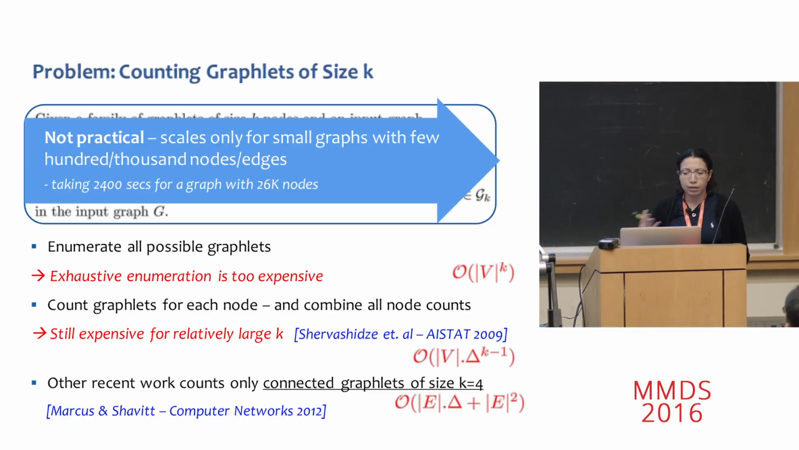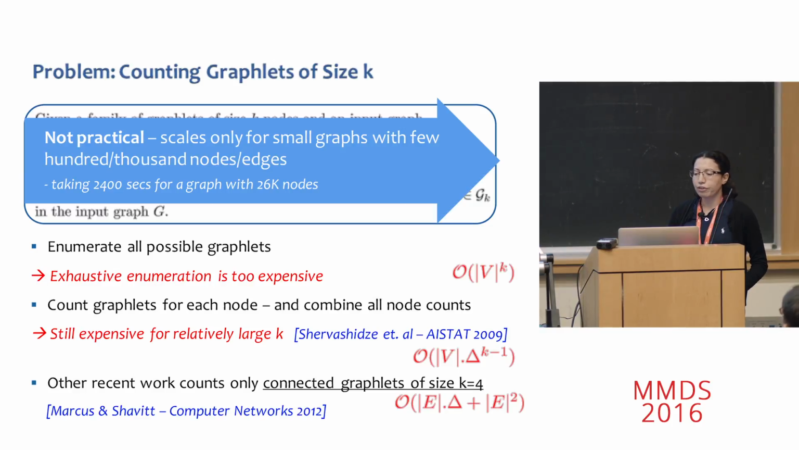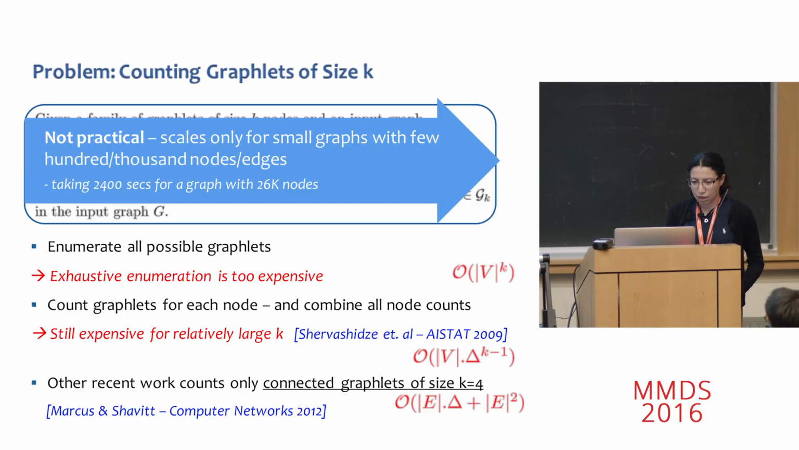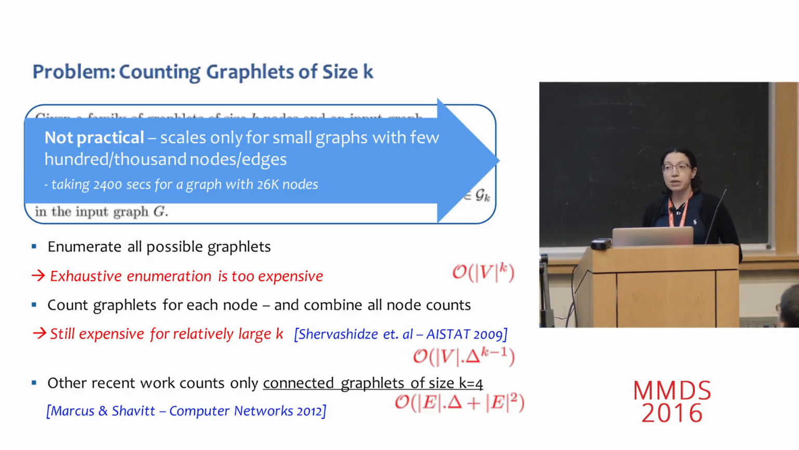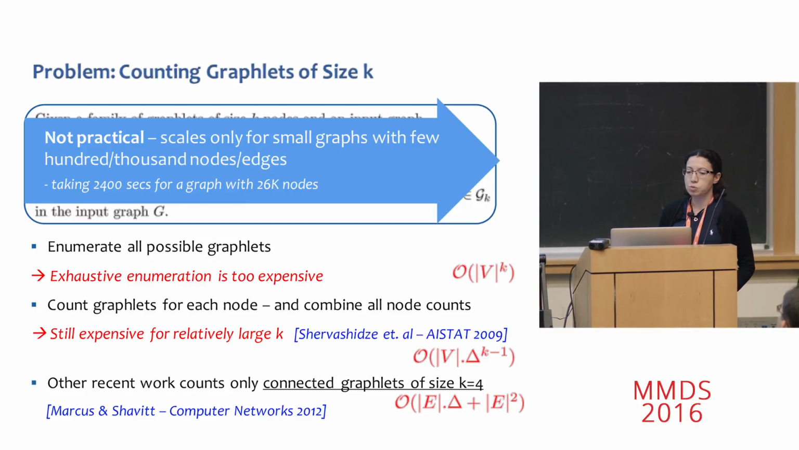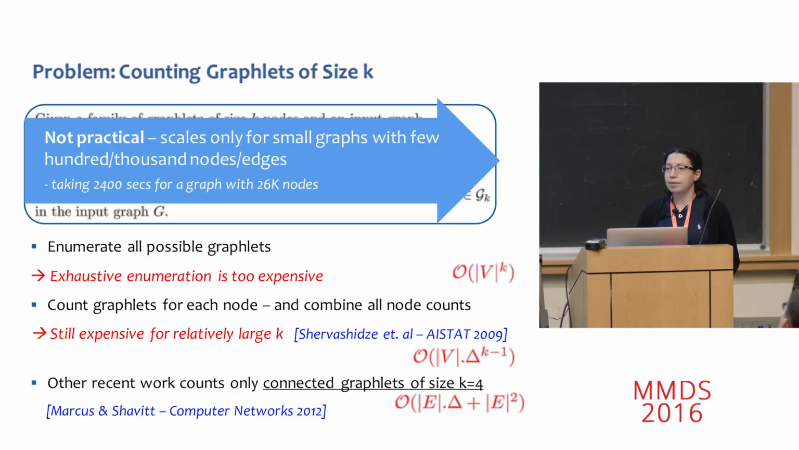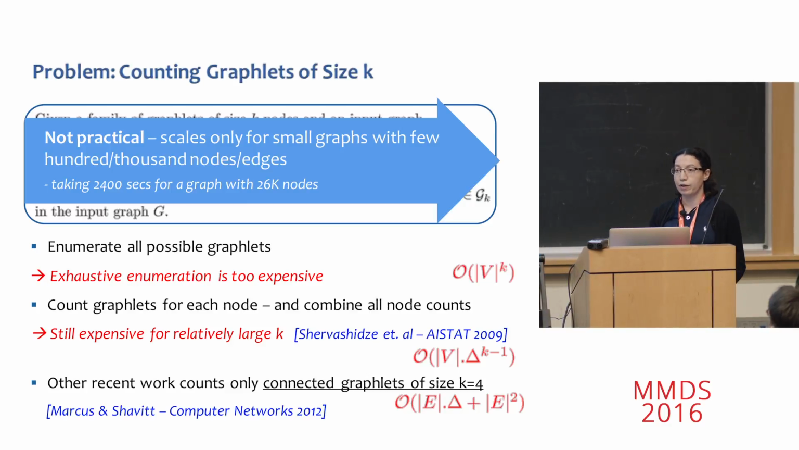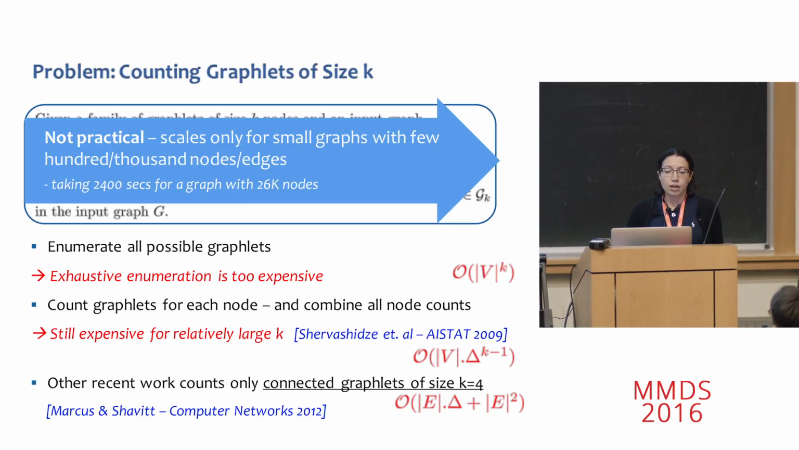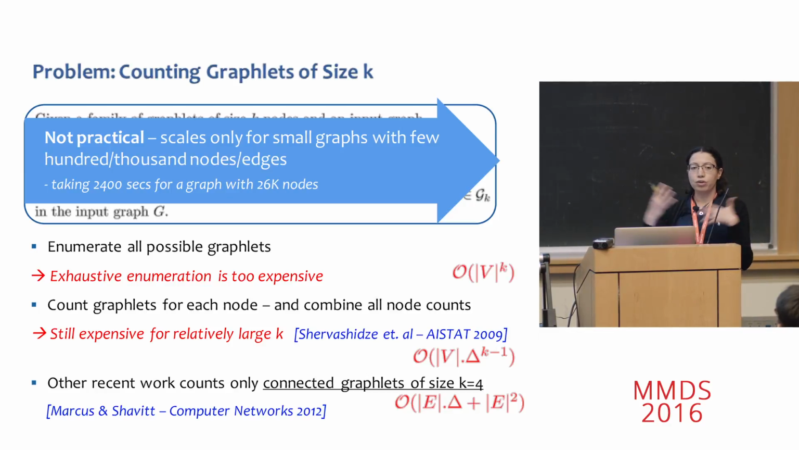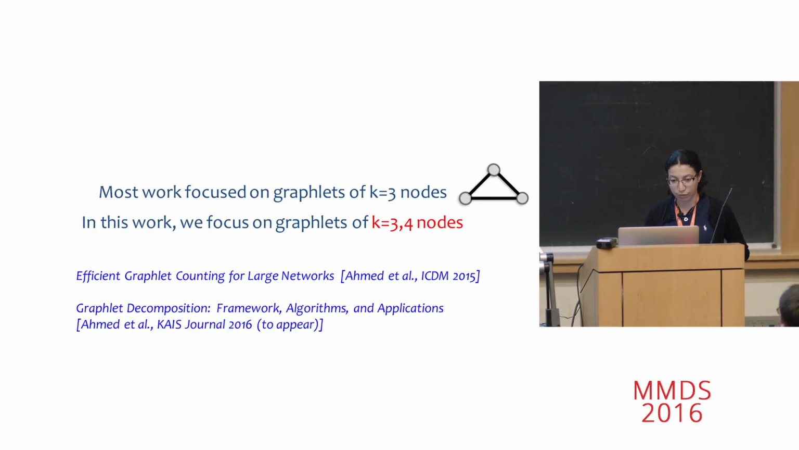And more recently, there have been some attempts to extend that work to counting graphlets of size k equals 4. And again, some of these methods don't have really good complexity. So to summarize, most of the previous work has not been practical for this problem, and it only scales for smaller graphs with a few hundred or thousand nodes or edges. It could take thousands of seconds just for a graph with 20,000 nodes, which is very small compared to the type of graphs that everyone is studying right now. That in some sense limits the applicability of graphlets, or these kinds of features that could allow you to gain more insights into the graph itself or the data that you have.